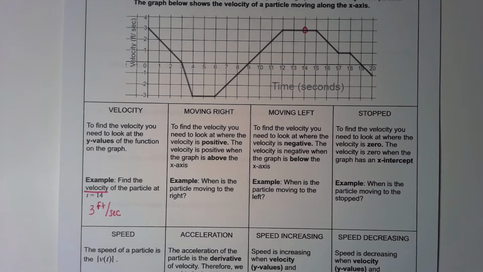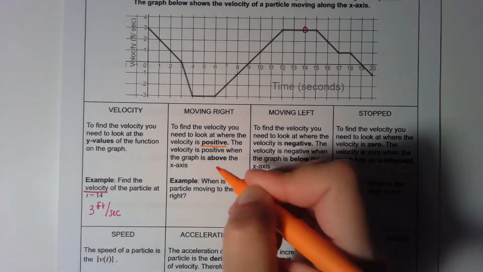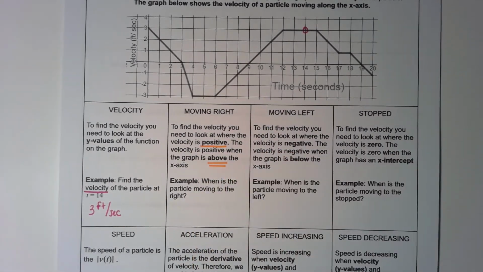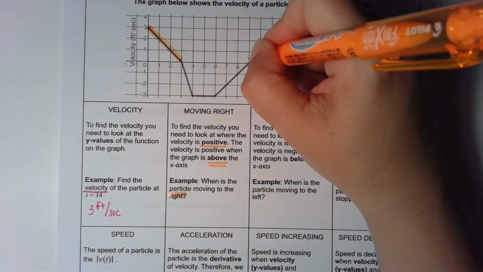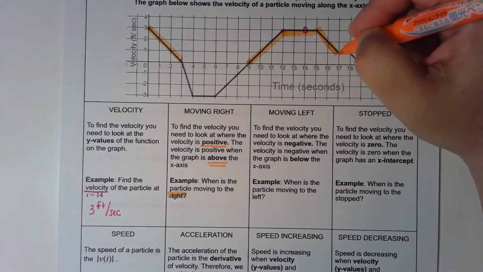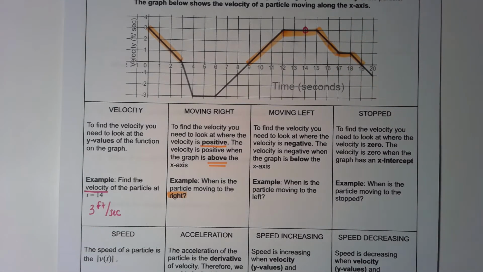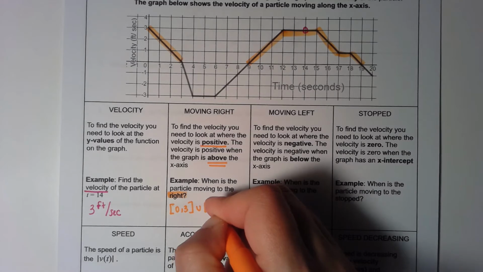Now, moving to the right is when we want to look for where the velocity is positive. The velocity is going to be positive when this graph is above the x-axis. So think about this as being very similar to when I used to ask you, where is the original function increasing? Having a positive velocity means that we want to know when the velocity is above the x-axis. So when is the particle moving to the right? It's going to be whenever this graph is above the x-axis. So it's going to be from 0 to 3, and then 9 all the way over to 19. So we would say from 0 to 3, and then also from 9 to 19.